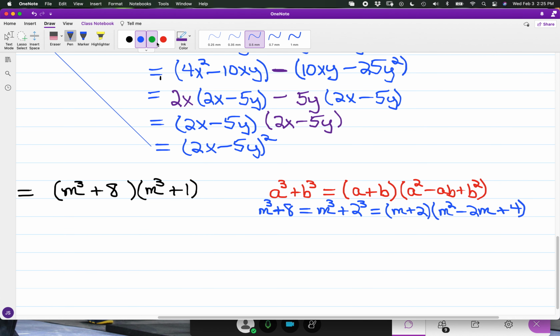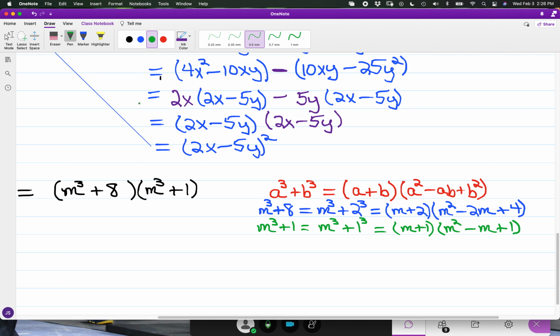And we have with m cubed plus 1, your a is going to be m, and your b is going to be 1. You have m to the 3rd plus 1 to the 3rd. And for a plus b, we have m plus 1. And for a squared, you have m to the 2nd, and we have minus m times 1, so this would be a negative m. And we have plus b squared, in this case 1 squared, which is going to be 1.